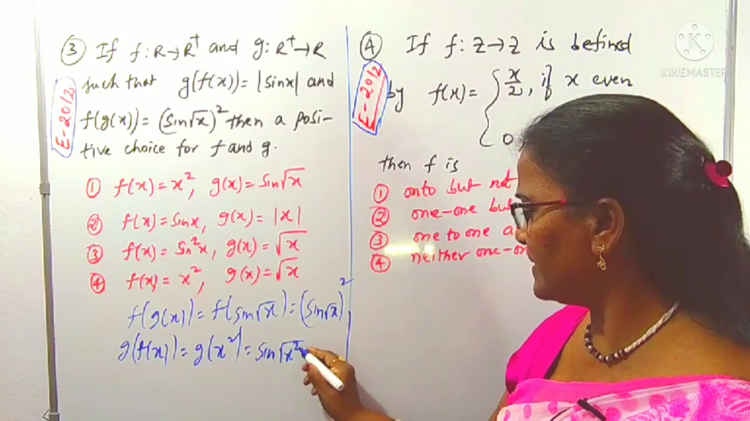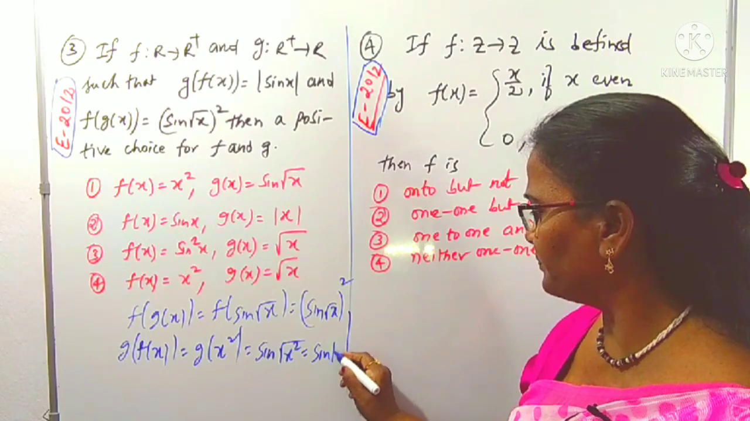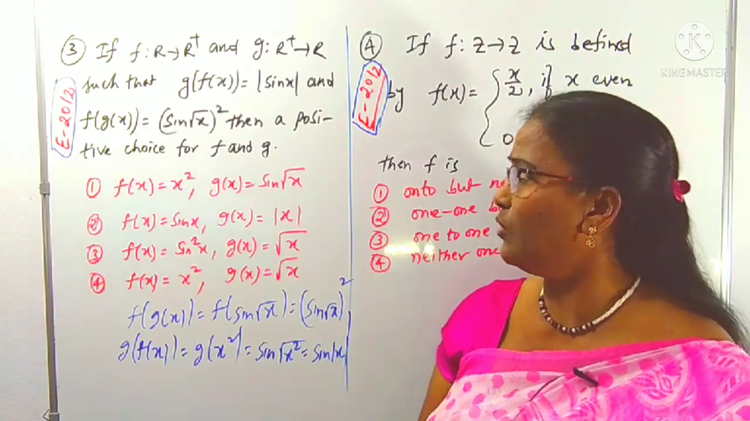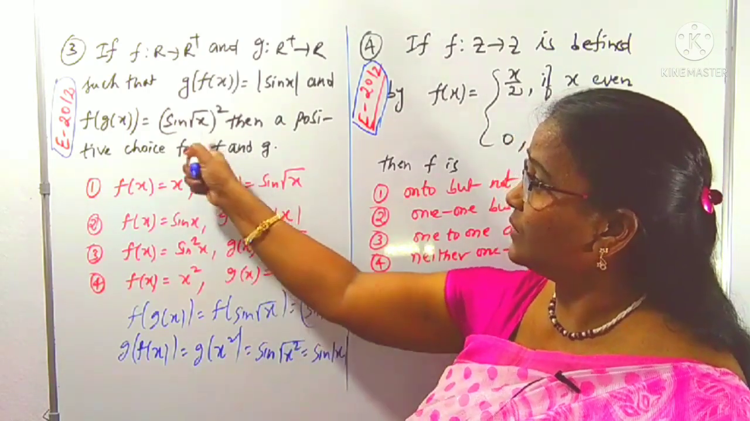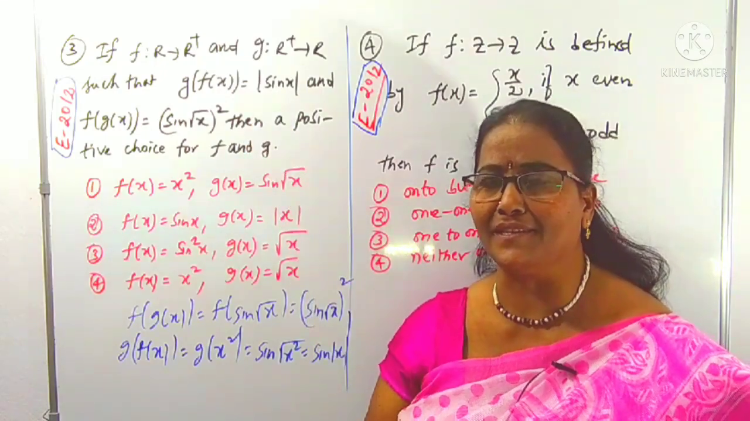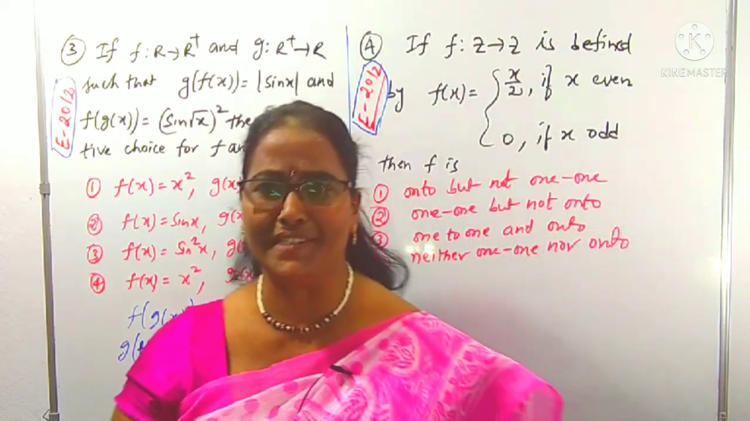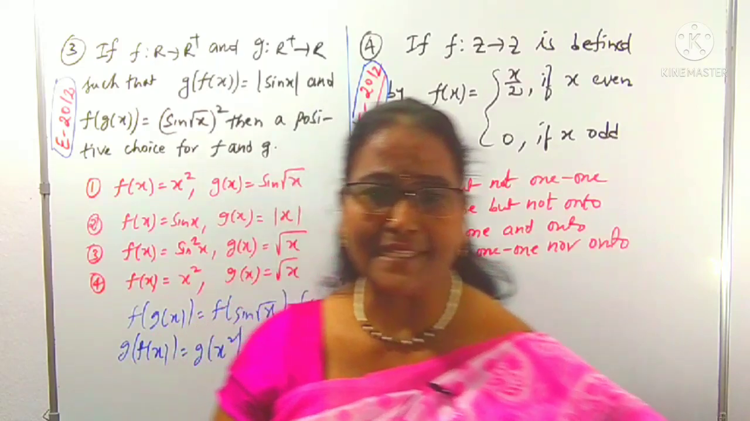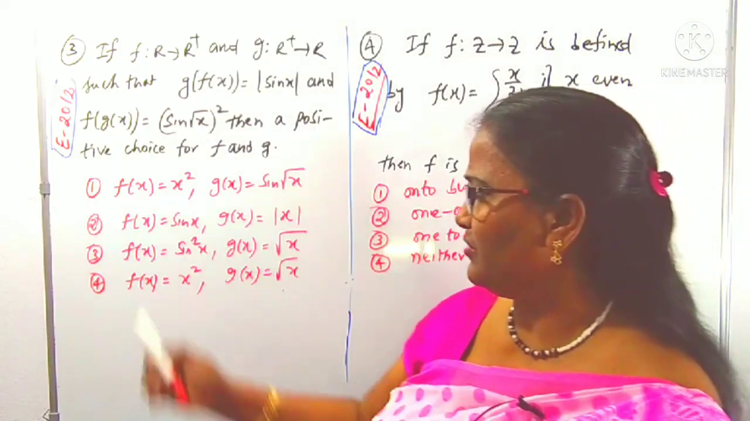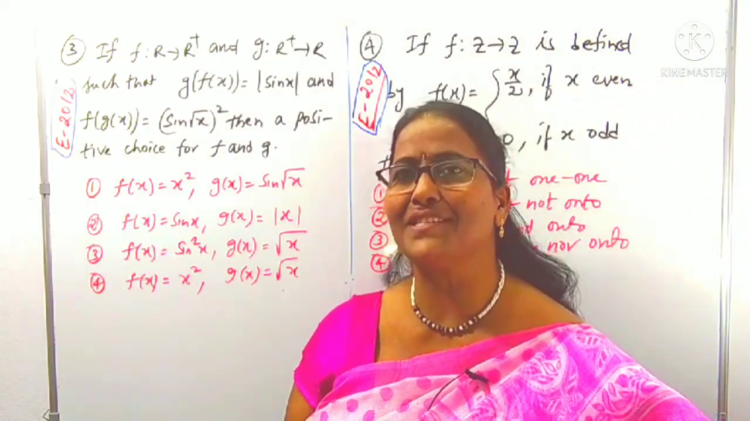Sine root x square is sine mod x. But here, what is there? Mod sine x is there. Sine mod x is different from mod sine x, so it is not a correct option. Same way, if you verify the second option also, it is not correct.